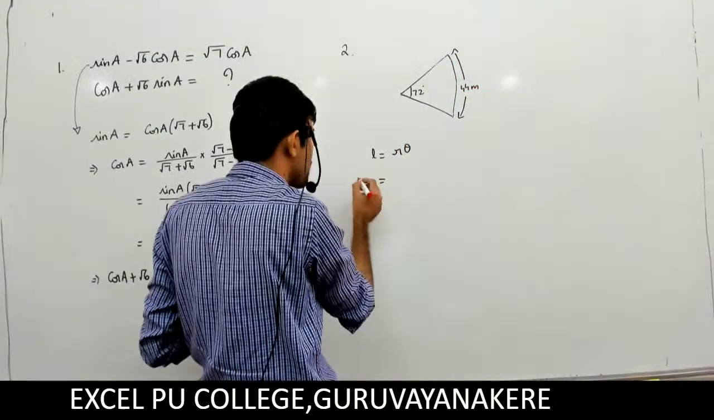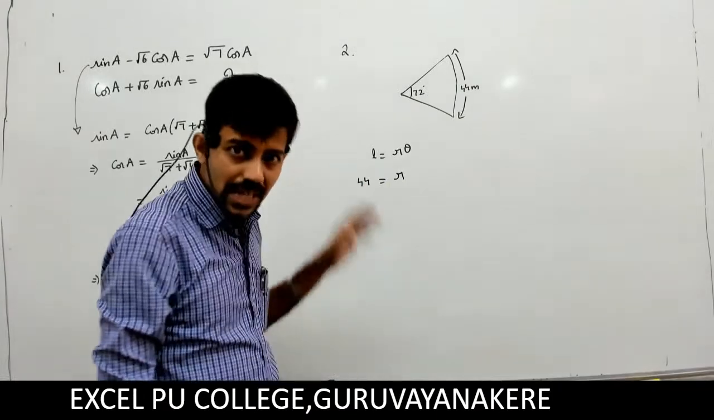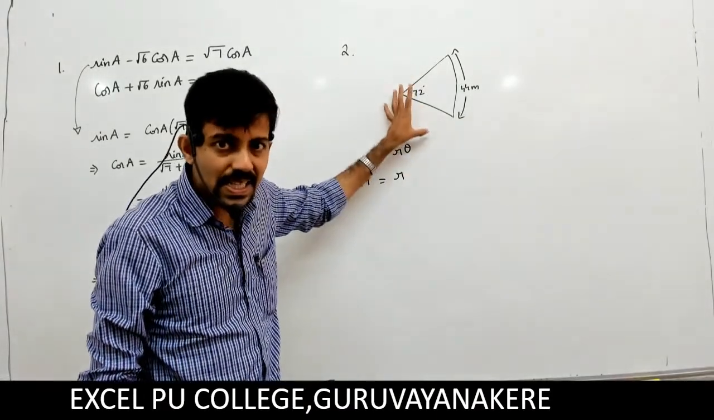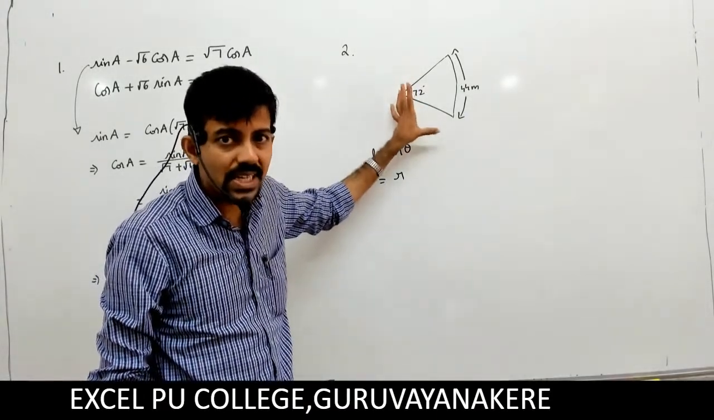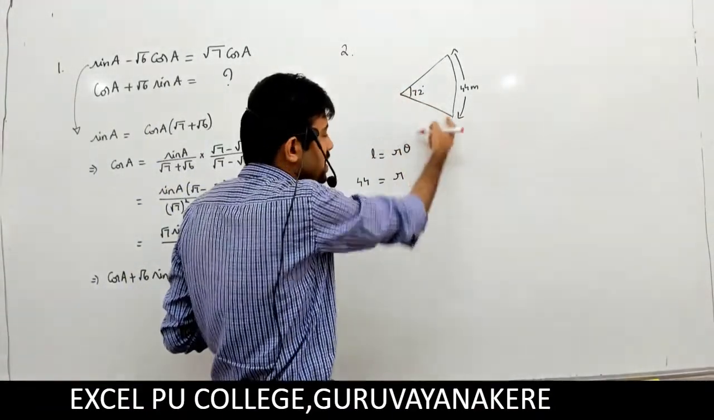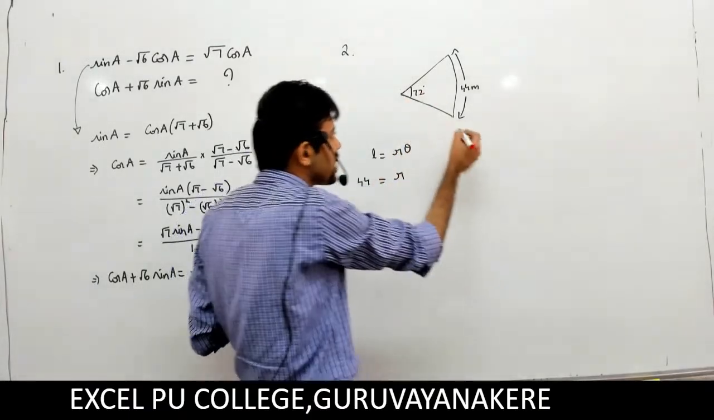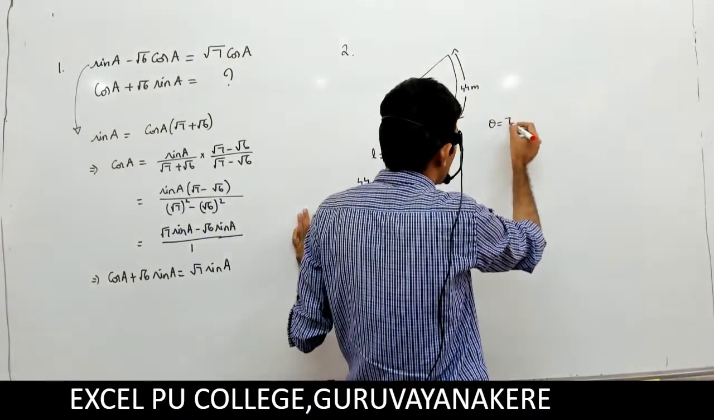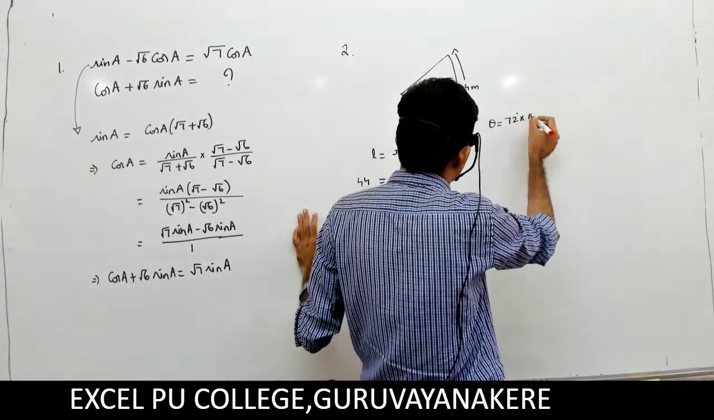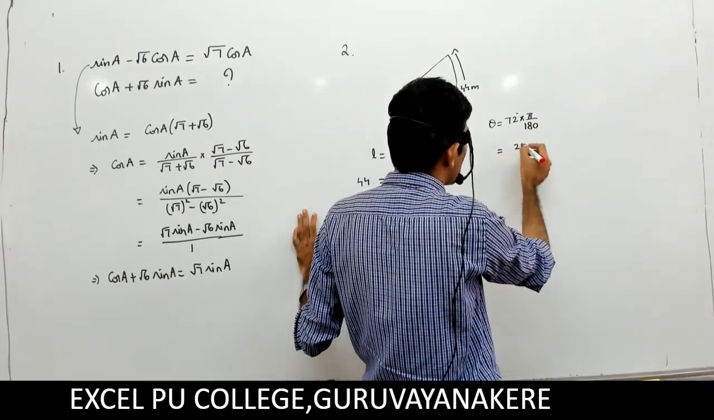The length of the arc is 44 meters. The radius is to be found out. The radius of the sector of the circle will be the length of the rope. They ask to find the length of the rope, which means you have to find the radius of the sector. Theta is 72 degrees. Multiply by pi by 180, so what you get is 2 pi by 5.